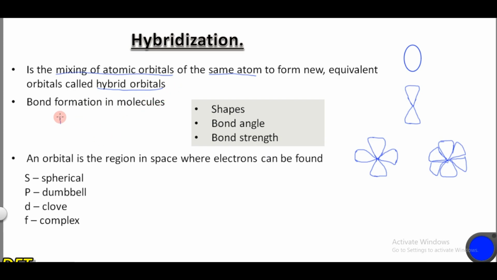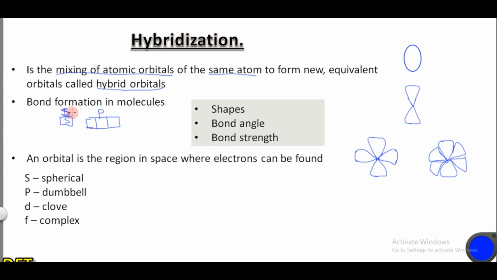So for instance, we have s orbital and we have p orbital, which is divided into px, py, and pz, right? This is the p orbital. This is s orbital. So when we mix these two orbitals of the same atom to form a new orbital, that mixing is known as what? Hybridization. That process of mixing them is known as hybridization, right?